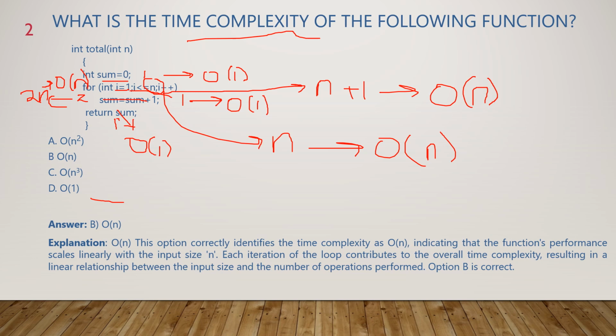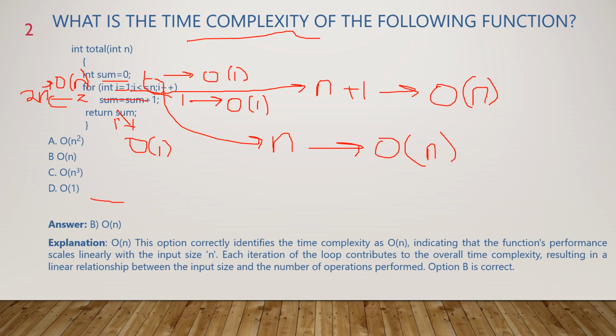The other options: option A, big O of n squared. This option suggests the time complexity of big O of n squared, implying that the function's performance grows quadratically with the input size. However, the function only contains a single loop that iterates n times, performing constant time operations within each iteration.